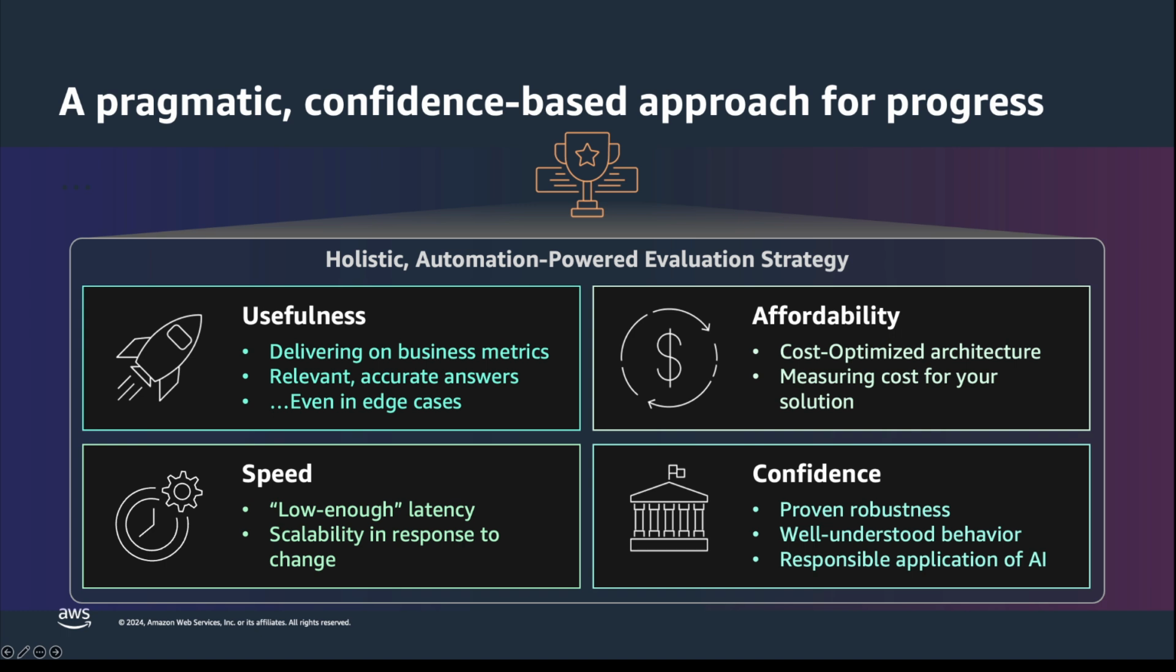At the end of today's workshop, you'll have tried the 4 pillars of LLM evaluation. You'll have tested the usefulness of responses from your GenAI applications and tested their speed and affordability against your predefined KPIs. Finally, you'll have evaluated their robustness to build confidence that their behavior will be well understood in production.